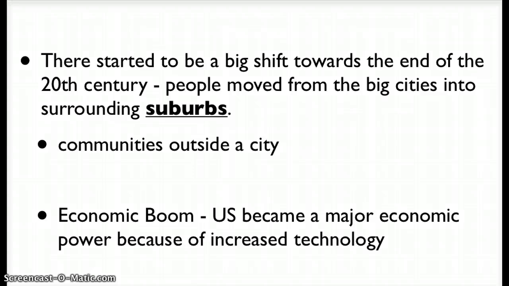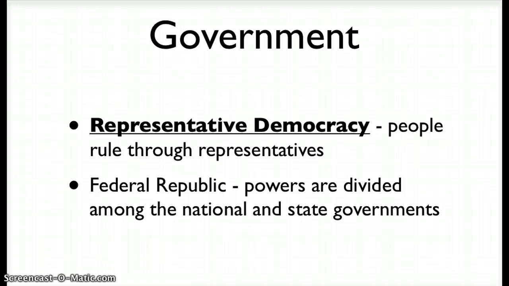After flying through the brief history of the United States, I want to quickly touch on the government we have here. In the United States, we have a thing called a representative democracy. In a representative democracy, people rule through representatives. For example, in Iowa, we have 2 senators and 5 representatives that work for us, and they represent us in our government in Washington, D.C. Alongside the representative democracy, we also have a federal republic, which means that our powers are divided among the national and the state governments.